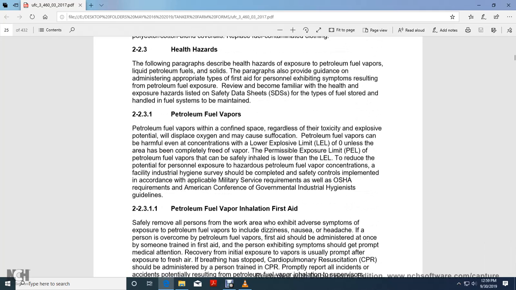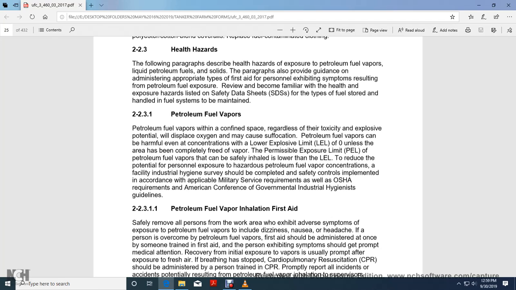2.2.3 Health Hazards. The following paragraphs describe the health hazards of exposure to petroleum vapor and liquid petroleum fuel. The paragraphs provide guidance for administering the appropriate type of first aid to personnel exhibiting symptoms resulting from petroleum fuel exposure. Review and become familiar with the health and exposure hazards. A list of the safety data sheets for the types of fuel stored and handled in the fuel system is to be maintained.